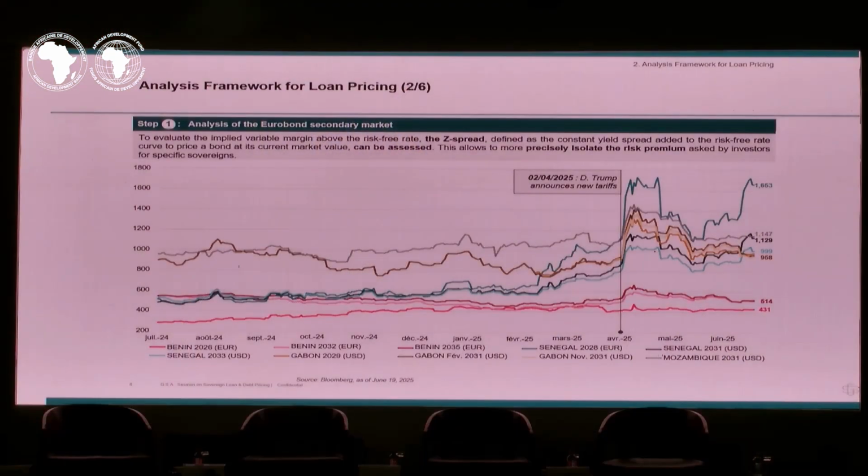And that is because the Z spread allows to incorporate two main factors which reflect very much the investor's appetite. The first one is the timing factor, meaning the evolution of the market perception throughout time. And as you can see on the graph, the Z spread is evolving throughout time. And the second factor being the punctual, conjunctural events that can happen. And this is well illustrated, as we can see on the graph, with the evolution of the Z spread following Donald Trump's announcement of new tariffs.